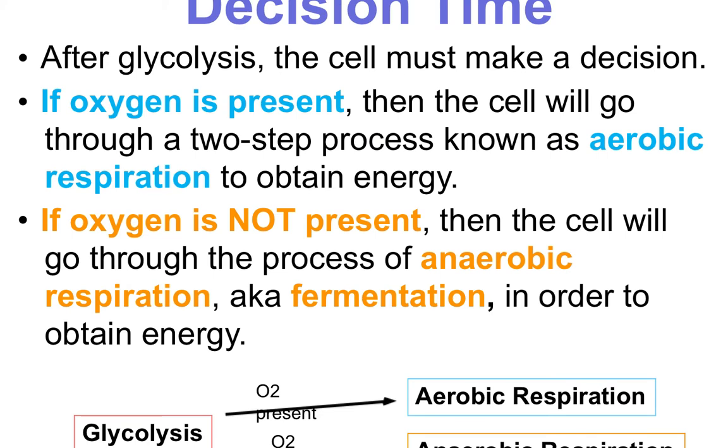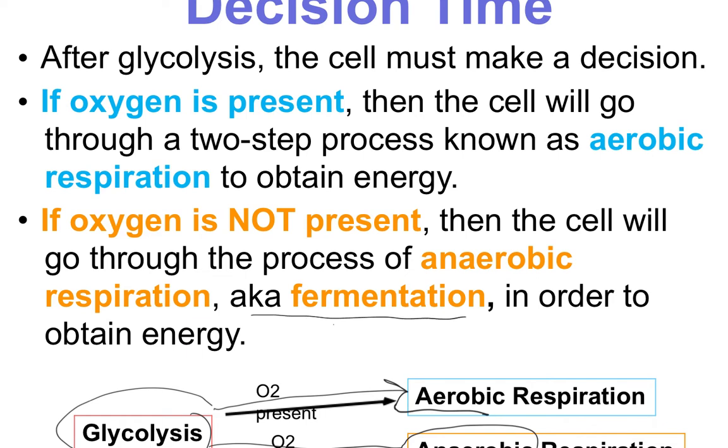After glycolysis, the cell must make a decision. If oxygen is present, then the cell will go through a two-step process known as aerobic respiration, where it's going to use oxygen. Or if oxygen is not present, then the cell is going to go through a process of anaerobic respiration. We also call that fermentation in order to get energy. So in glycolysis, if there's oxygen, O2 gas, it's going to go into an aerobic process, and if there is none, it's going to become an anaerobic process, also known as fermentation.